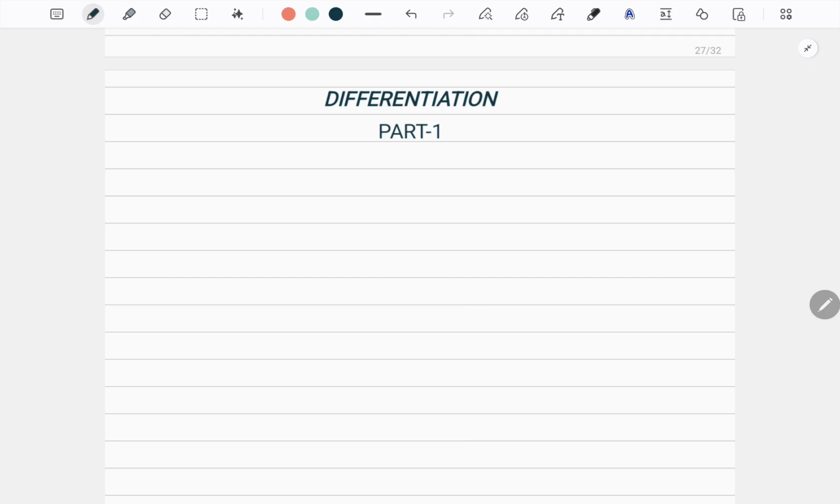Now, what exactly does the word differentiation mean? Before starting with differentiation, I'll tell you another term which you already know. That term is called rate of change. Actually, differentiation is also a rate of change.